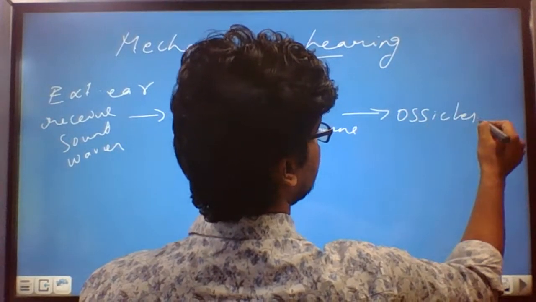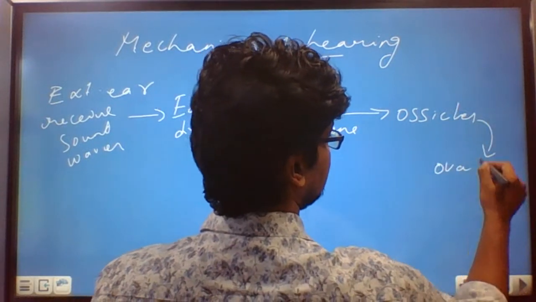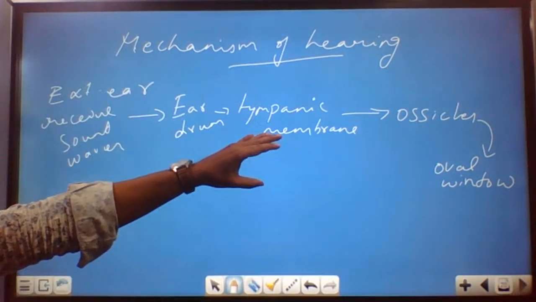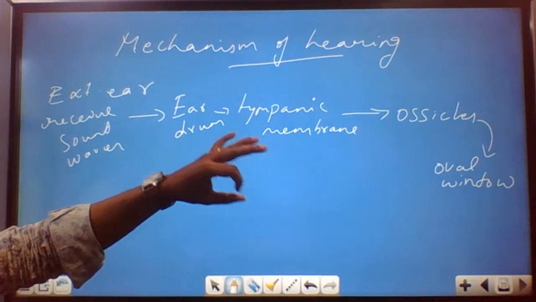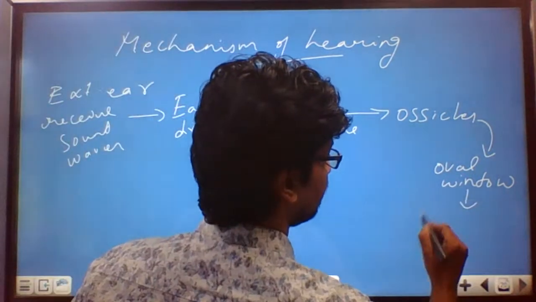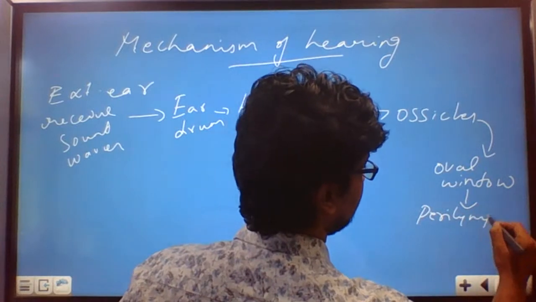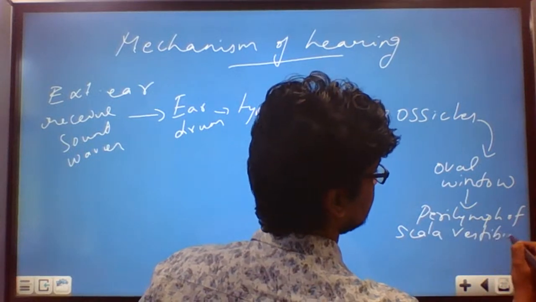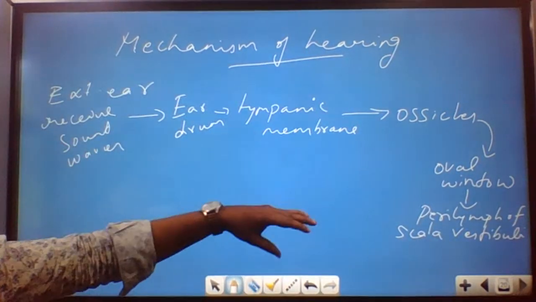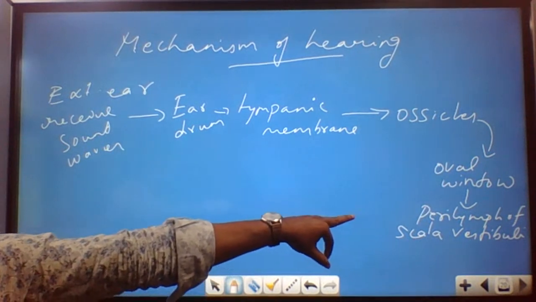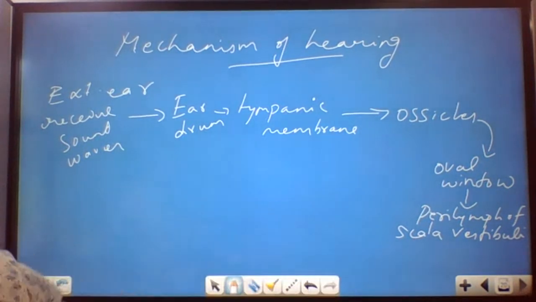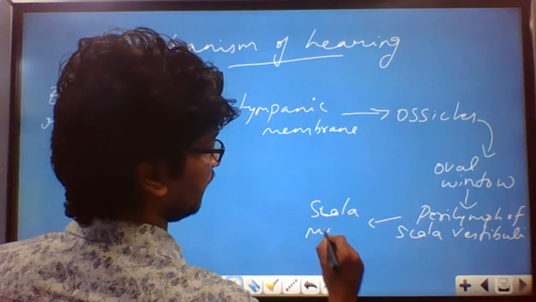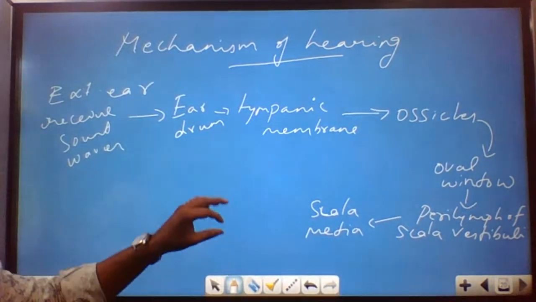There are three pairs of ossicles, and these ossicles move on to the oval window. Then the vibration moves to the oval window. From the oval window, it goes to the perilymph of scala vestibuli. I told you about scala vestibuli, tympanic membrane, vestibular membrane. So this reaches the perilymph of scala vestibuli, and then the vibrations reach the next region called the scala media, right?